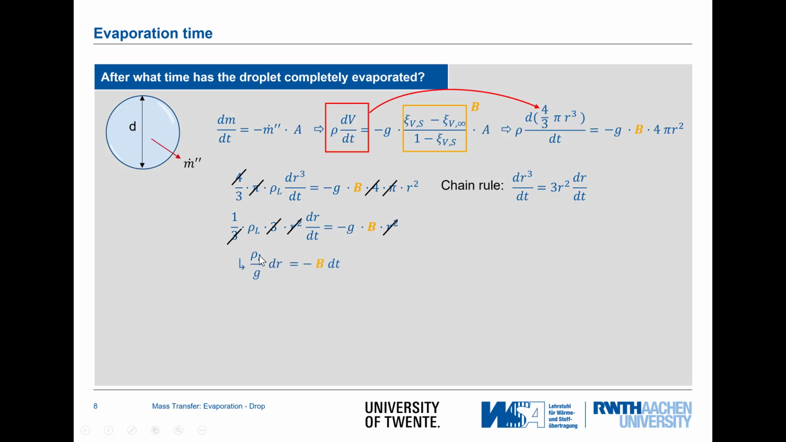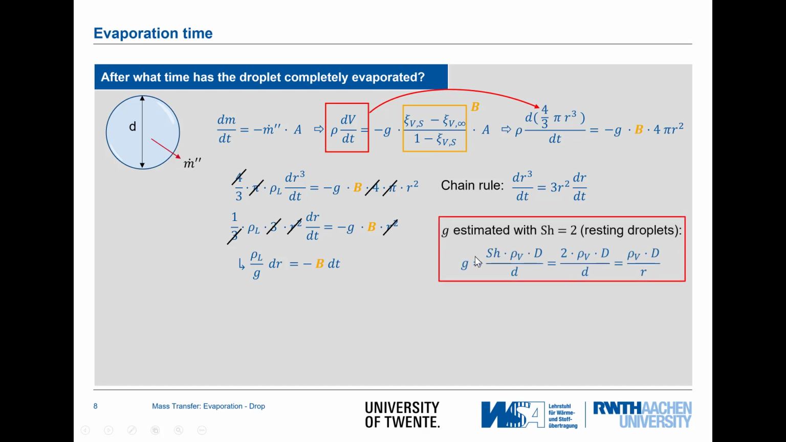This means now liquid density divided by g times dr equals minus b times dt if I do separation of variables. Now b I have over there, g is missing. I'm determining here g from the Sherwood number, and I'm assuming I have a droplet which is stagnant in the environment. This leads to a Sherwood number of 2. So that term here stems from the definition of the Sherwood number, and I resolve that for g, and I end up with the vapor density times diffusion coefficient divided by the radius of such a droplet.